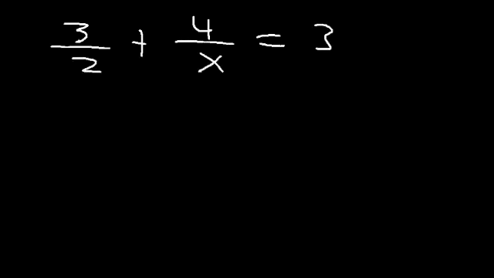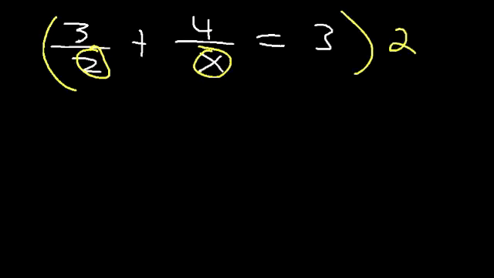So let's try another example like that. Let's say we have 3 over 2 plus 4 over x, and let's say that's equal to 3. So here we have two different denominators, 2 and x. So let's multiply both sides by the common denominator, which is 2x.